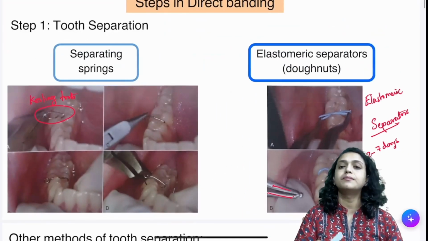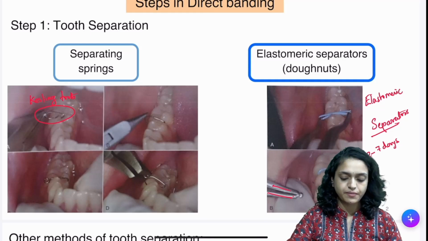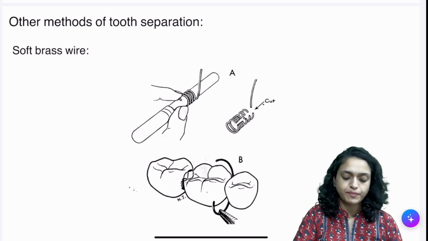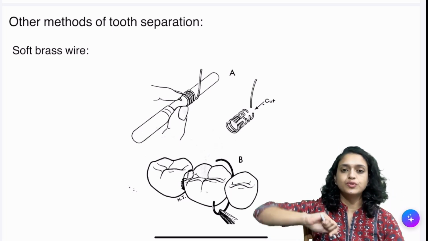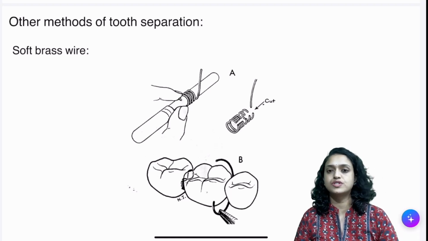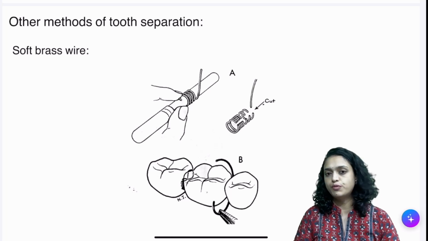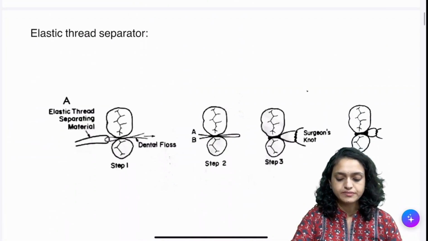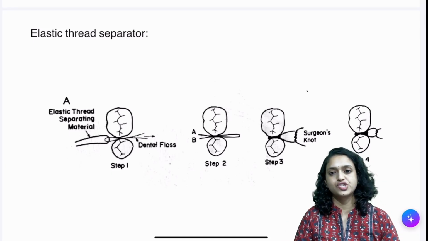So what are the other methods of separating a tooth? One is a brass wire. Take a soft brass wire, put it around the tooth and tighten it. This method is one of the earliest methods of tooth separation. It is a very painful procedure. Placing a brass wire and taking it out is very painful. So nowadays commonly elastomeric separation only is done.